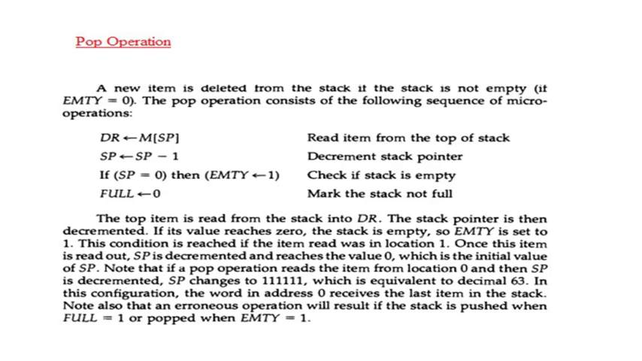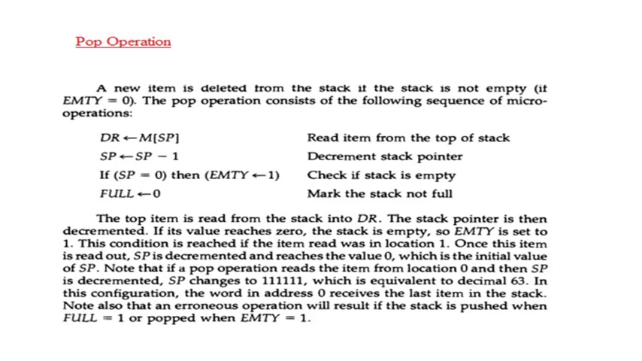The next is pop. After taking the data out, you have to decrement the stack pointer by 1. Taking out means from the stack to the data register. So M of SP to DR, then you decrement the stack pointer. As you go on decrementing, at one time it will become 0. If it is 0, then the stack is empty, otherwise not.